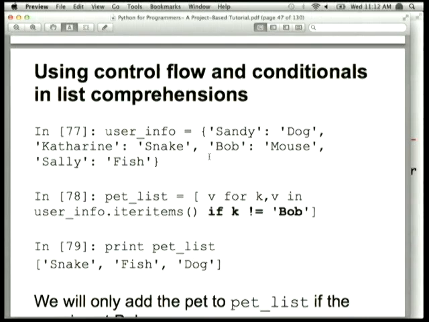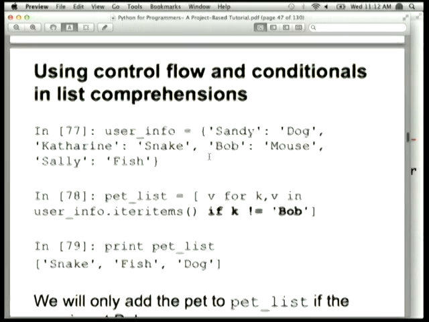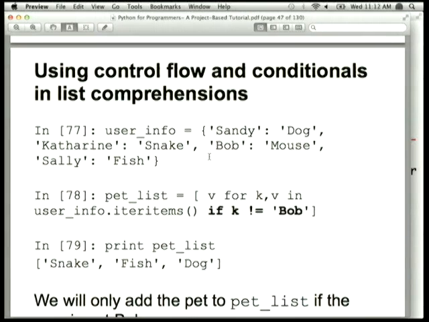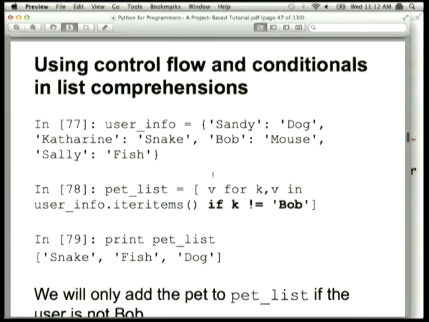I sort of wanted to use something simple at first to get the concept across, but this is more of a real world example. So what I'm doing here is the exact same list comprehension, but I've added something new where I'm saying V for K, V in user info, and I have the wrong variable name again, apologies. User info dot iteritems. Oh no, I've called it user info. Never mind. Mixed up on the slides. So I've added, though, if K is not equal Bob.